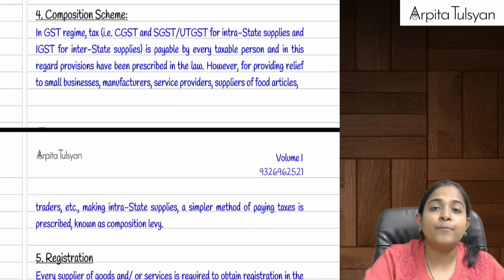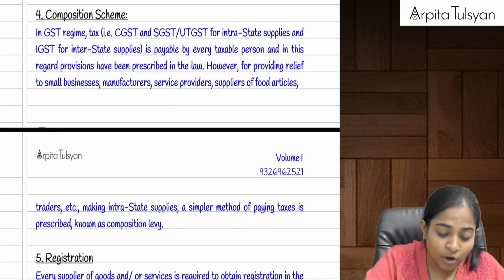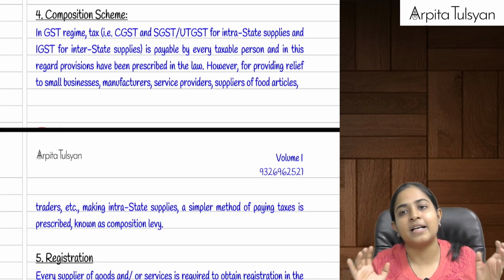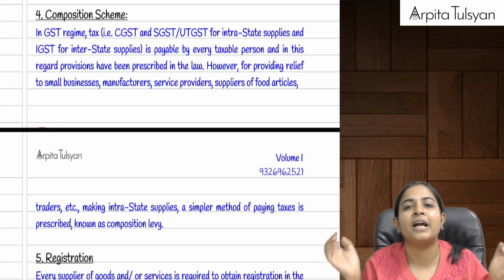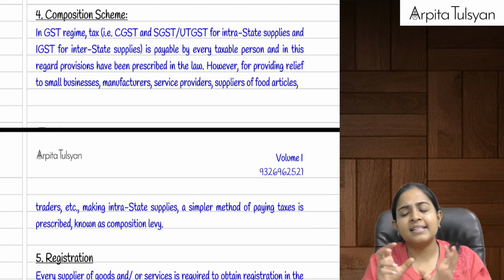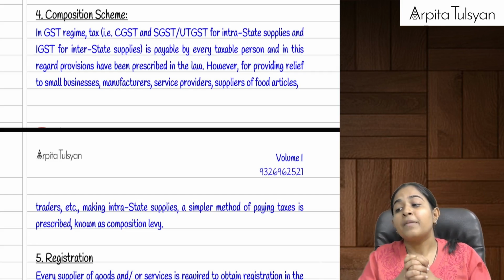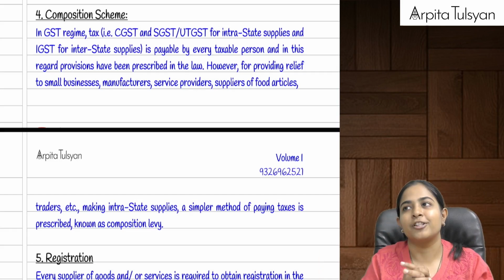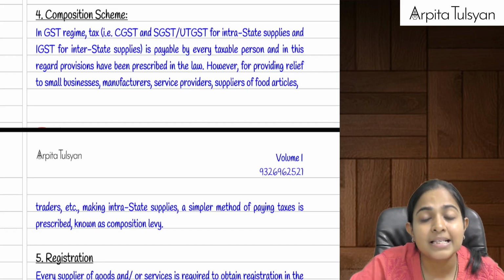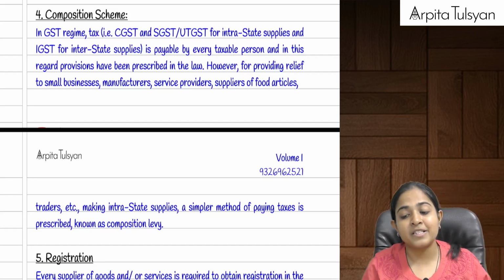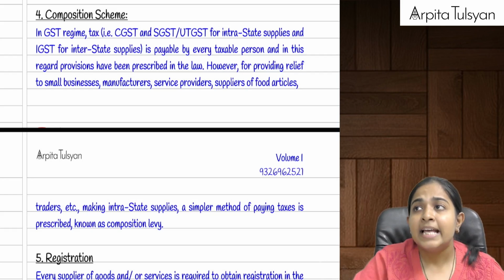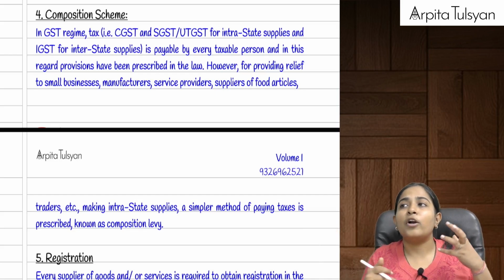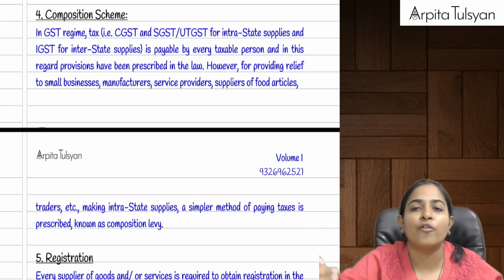Then there was a concept of composition scheme which was introduced under GST. Obviously the purpose under GST is to bring more and more people under the purview of GST. But then there are some small taxpayers also. So they have introduced a scheme called composition scheme for small taxpayers, which we will study in detail in further chapters. In this case, they are not required to maintain full-fledged details about their sales and purchases, and they are not required to follow this entire scheme of chain of credits, etc.